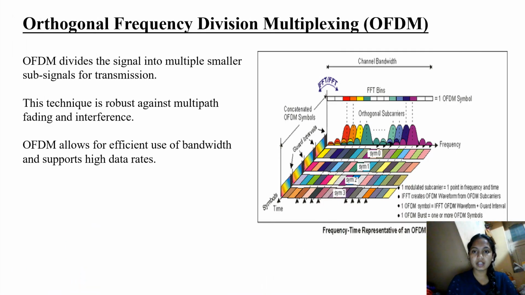So next is OFDM, that is orthogonal frequency division multiplexing. So this OFDM divides the signal into multiple smaller subsignals for transmission, and this technique is robust against multipath fading and interference. This OFDM allows for efficient use of bandwidth and supports high data rates. So the diagram shows a frequency time representation of a COFDM.